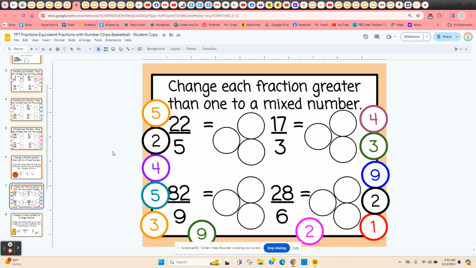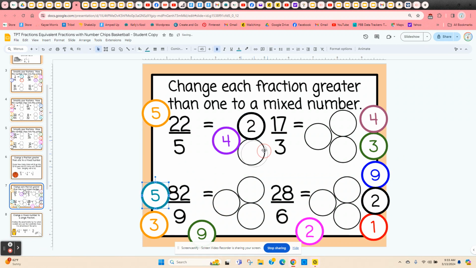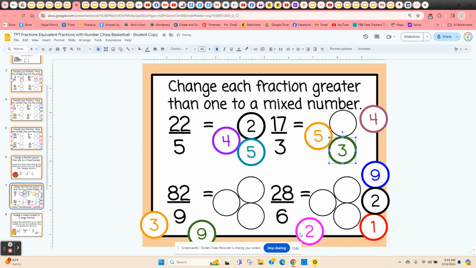So students are going to do that on the next slide. They're just going to divide. So here's going to be the whole number and then the fraction. 5 goes into 22 4 times, so they're going to move the 4. That makes 20, so there's 2/5 left over. Same thing here, 17/3. 3 goes into 17 5 times. That makes 15, and then there's 2/3 left over, and so on.